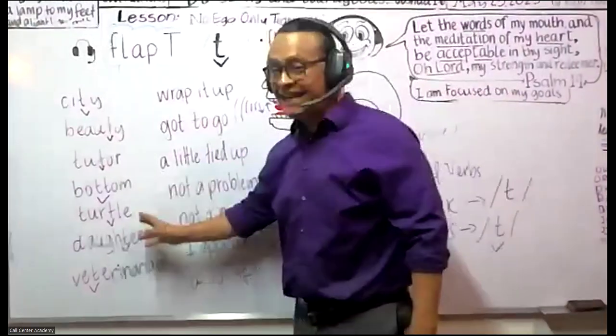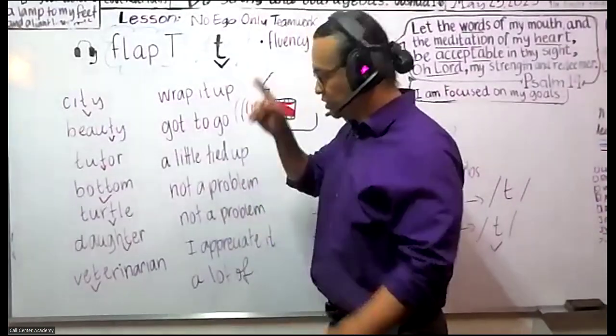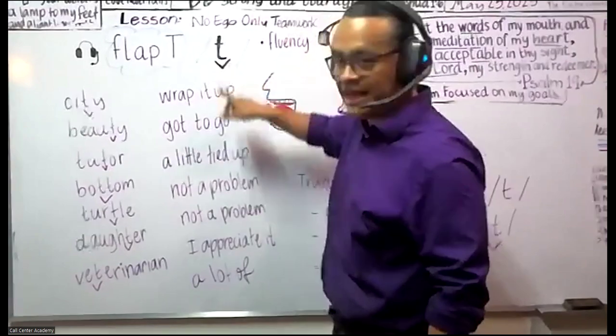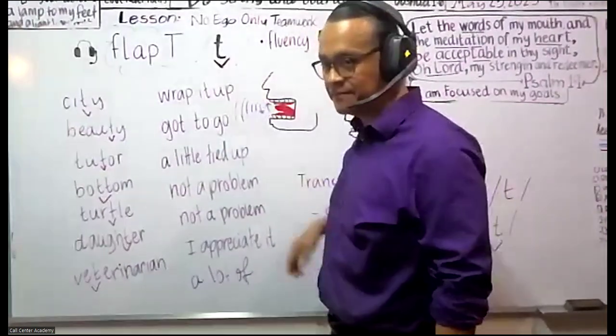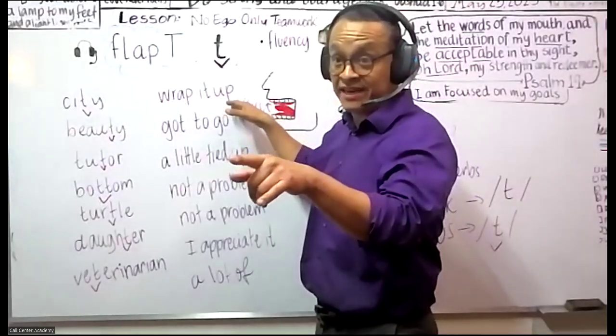That's the beauty of using the flap T, but the real purpose of the flap T is when you make liaisons. A liaison is a speech connection. So for instance, veterinarian. That's good. You're practicing veterinarian. I can hear you.